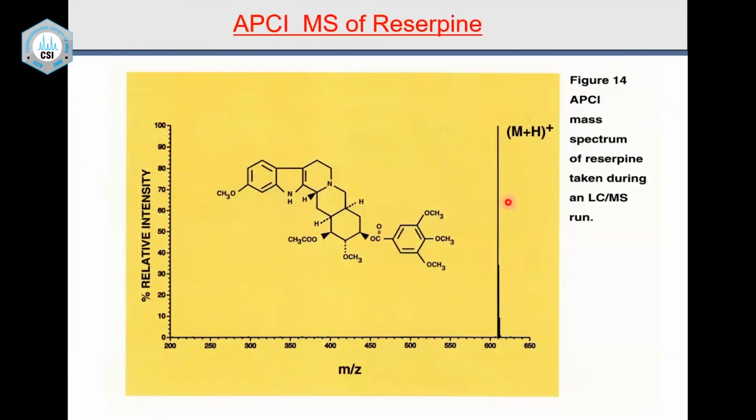For example, reserpine. You cannot imagine doing reserpine with a GCMS. So you need to have this. This is about 600 plus molecular weight, and this is reserpine, and reserpine M plus H you can do very well with APCI. You can do this with the electrospray also, but APCI is very, very good.